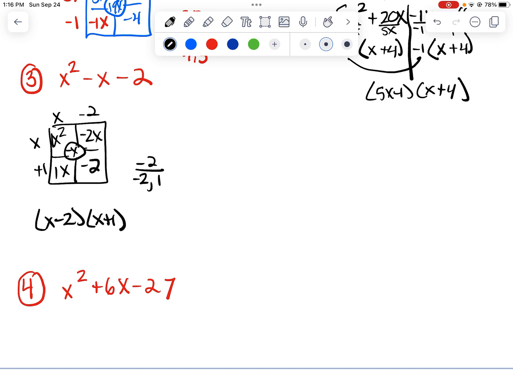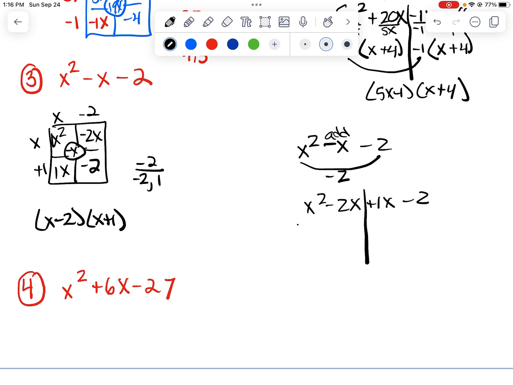And again, you can get the same thing doing the other way. x squared minus x minus 2. It multiplies to negative 2 and adds to negative 1. So x squared minus 2x plus 1x minus 2. To this left side is just an x. Now to this right side would just be a 1. So then we just have x minus 2. So it factors into x plus 1 and x minus 2.